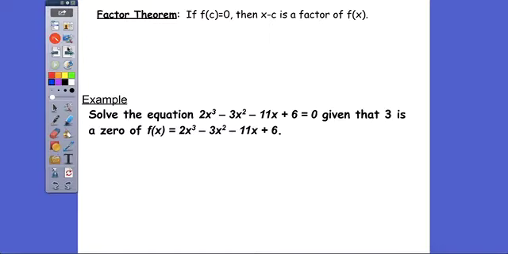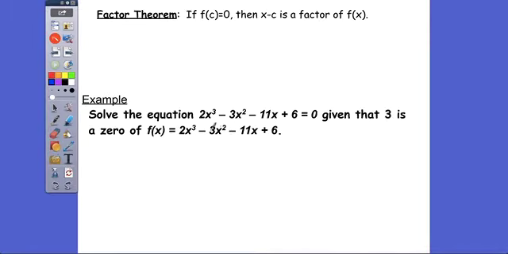Factor theorem. If f of c equals 0, then x minus c is a factor of f of x. This is a useful tool because essentially it allows us to say that if we know what a factor is, then we can divide by x minus that factor. If we know a 0 of a certain function, we can divide our original function by x minus that to reduce it, to help us solve equations.